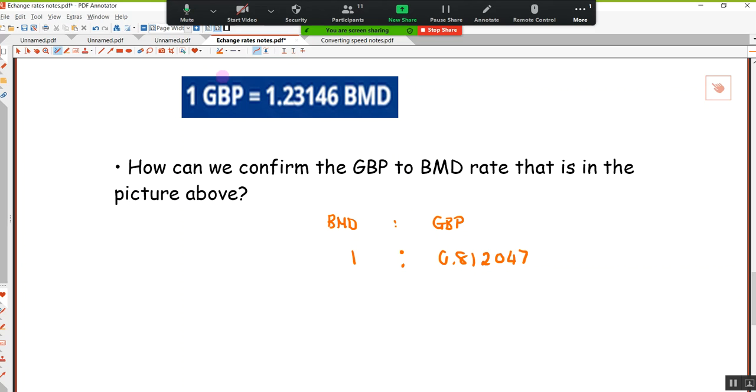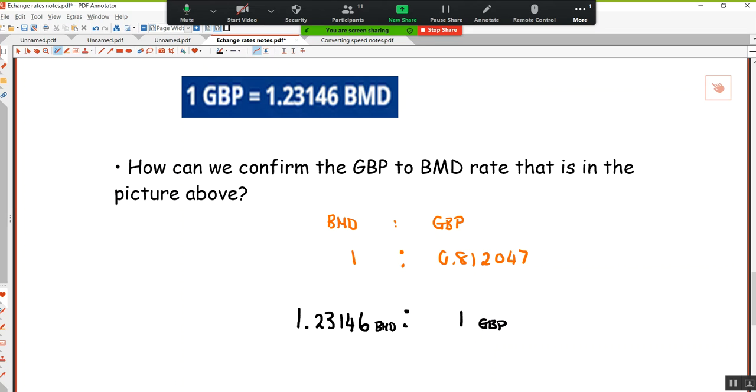0.2047. Okay. So this question is all about, if I know that one Bermudian dollar is this many pounds, but I've got it this way around. So now I've got £1, but it's 1.23146 Bermudian dollars. So I've got it the other way round now. I've got my unit rate so that my unit is pounds, and I would do that if I have pounds.